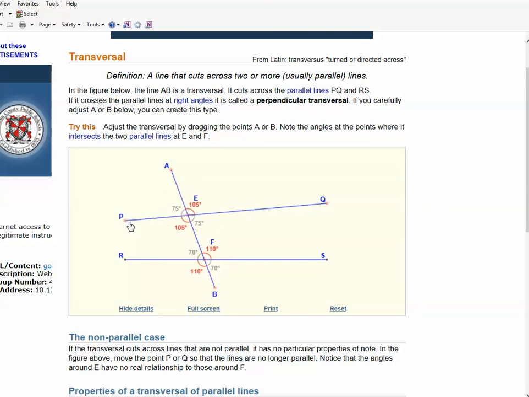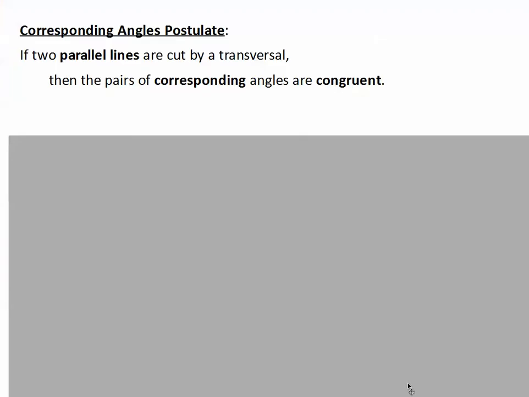If I make this no longer parallel, now look at the corresponding angles. They're not congruent, but if I put this back so it's parallel, we have two types of angle measures. The acute angles are congruent, the obtuse angles are congruent, and an acute angle plus an obtuse angle adds up to 180. So let's take this to our notes, beginning with the corresponding angles postulate. If two parallel lines are cut by a transversal, then the pairs of corresponding angles are congruent. The corresponding angles are congruent.